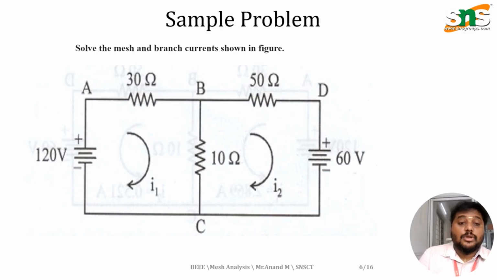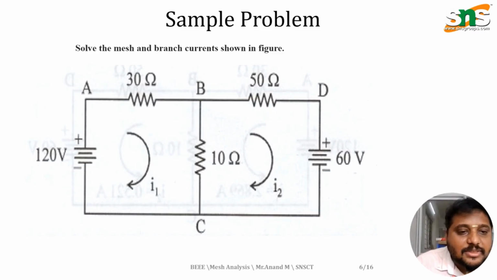So we have two nodes, node 1 and node 2. One node has a voltage source, that is V1. Another node has the second voltage source, that is V2. We have three resistances, resistance 1, resistance 2, resistance 3. The currents are I1 in loop 1 and I2 in loop 2. This is the sample circuit.